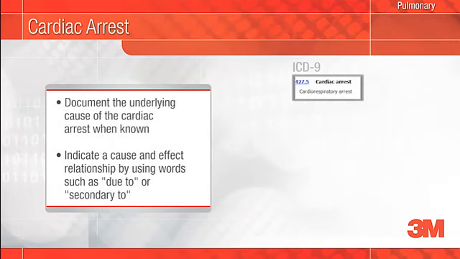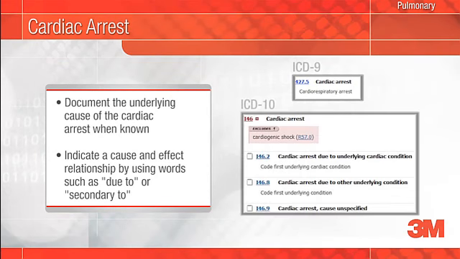ICD-9 provided a single code for cardiac arrest. ICD-10 provides the ability to report the cause of the cardiac arrest when known or suspected as due to an underlying cardiac condition or other condition. Your documentation should indicate a cause and effect relationship by using words such as due to or secondary to.